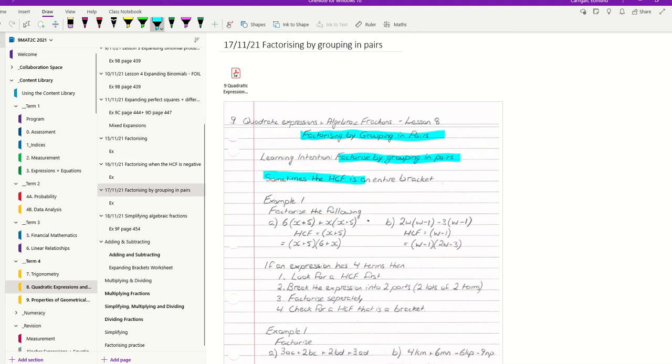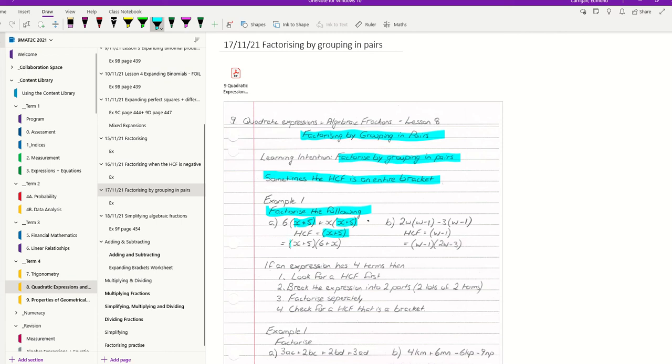Now sometimes the HCF, the highest common factor, is an entire bracket. Let's have a look at these examples and factorise the following. We've got 6 times (x plus 5) plus x times (x plus 5). So our highest common factor of each of these is x plus 5.